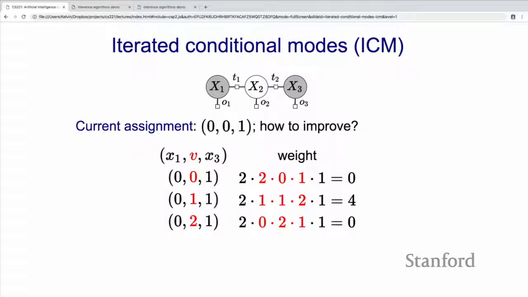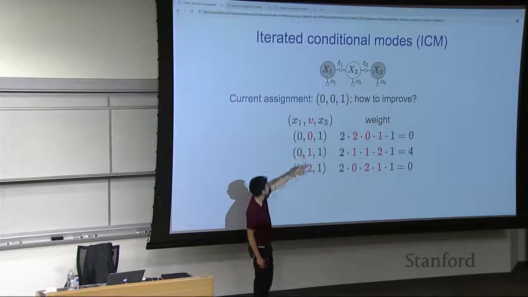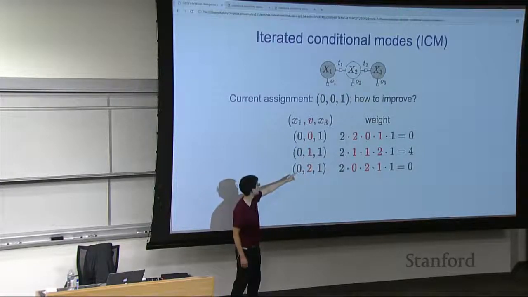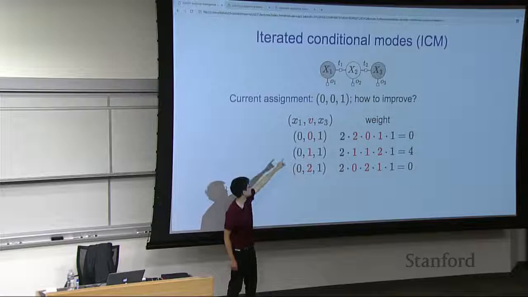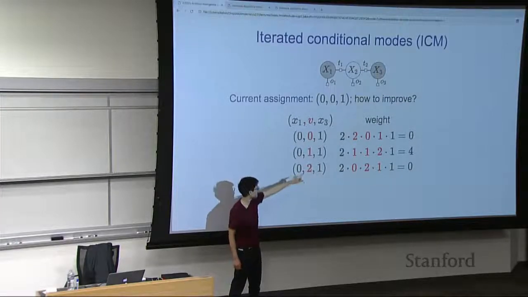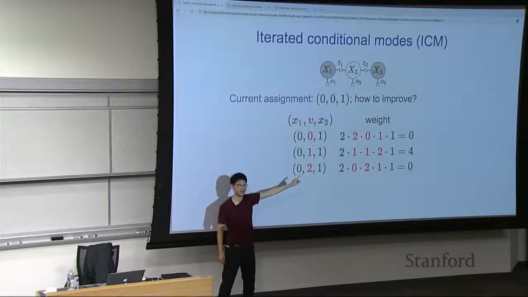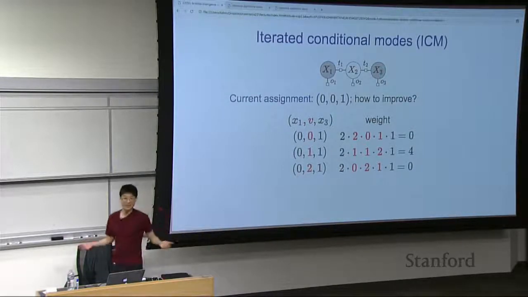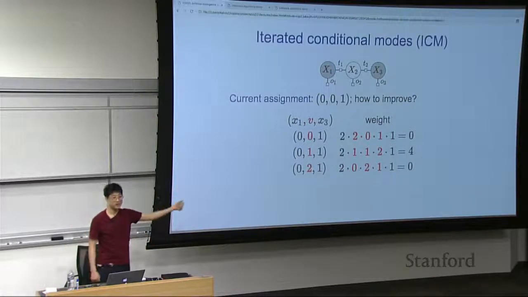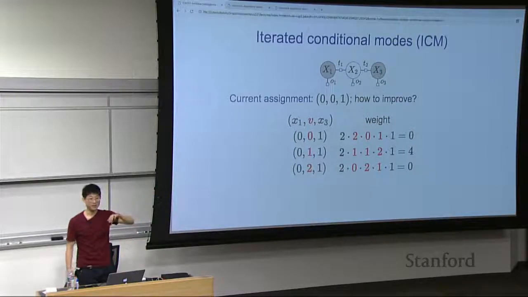So let's say I hold x1 fixed and I hold x3 fixed. So x1 is always going to be 0, and x3 is always going to be 1, as in the original assignment. But I'm going to change the value of x2 to be one of these values for v, 0, 1, or 2. And if I just plug in these different values and compute the weight of the factor graph, I'll see that this assignment right here, where I set x2 to equal 1, actually gets me a better value of 4. So the algorithm is just, okay, change one variable, see if I can do better, and then set that variable to the new value. Once I've done that, pick another variable, see if I can locally change it to be better, and keep going.